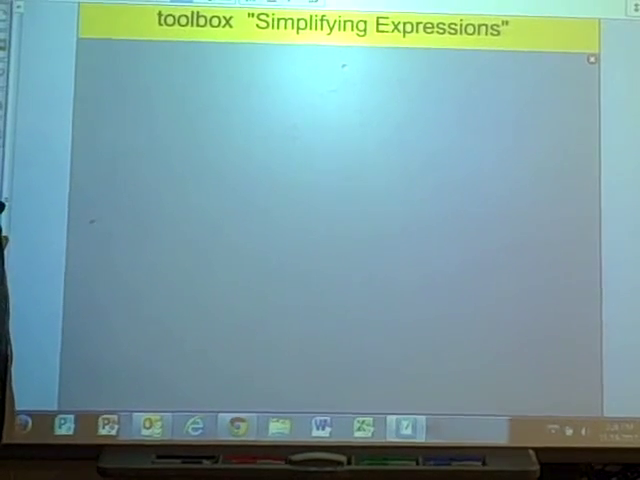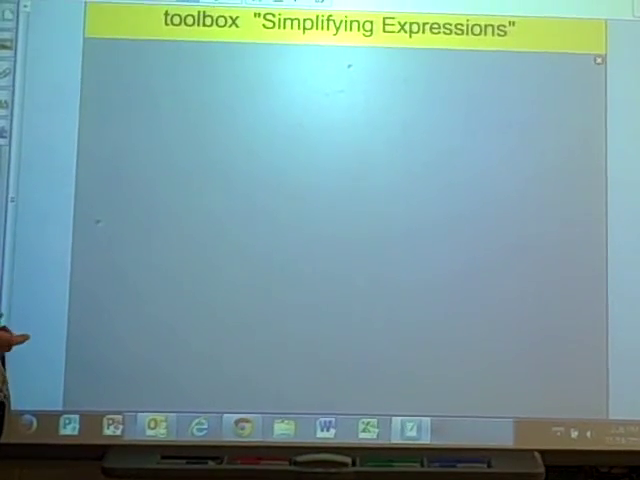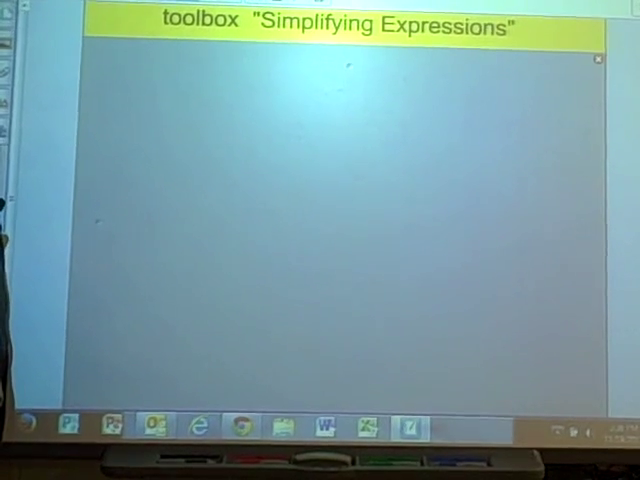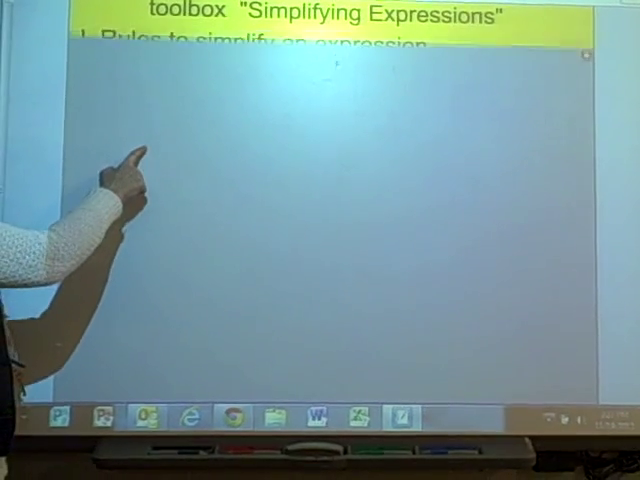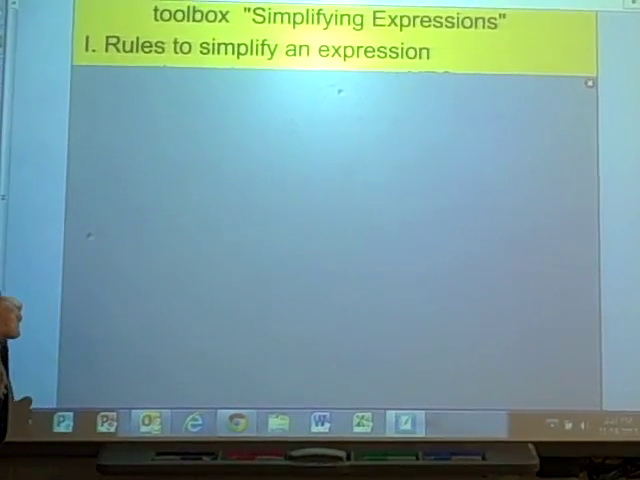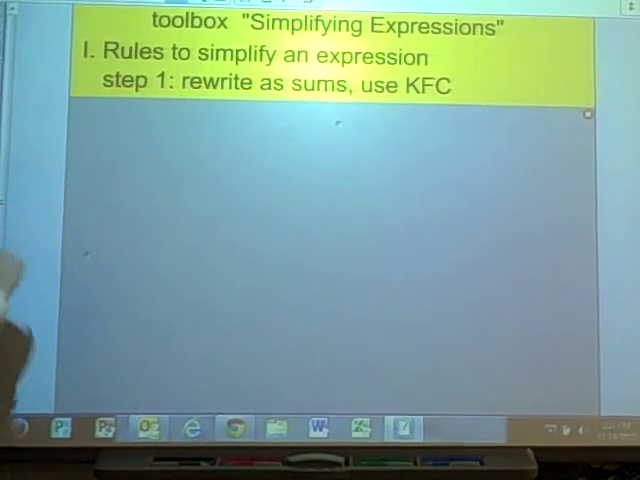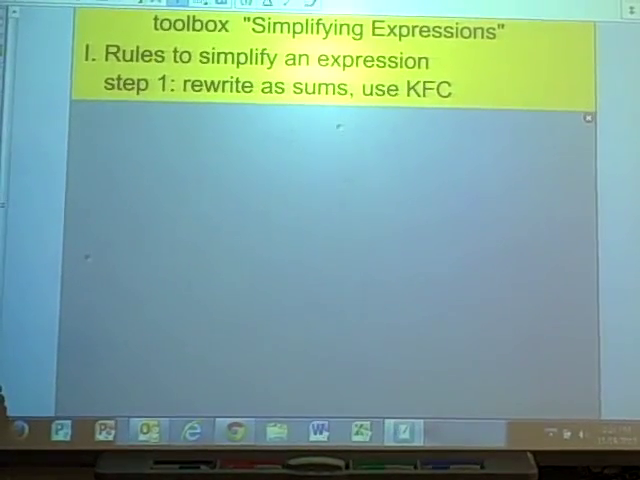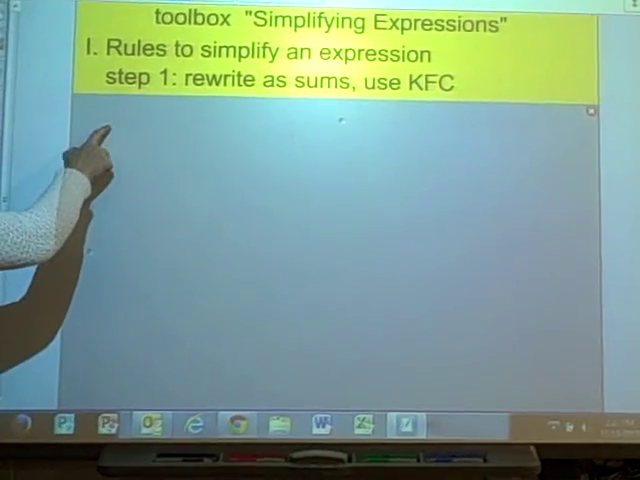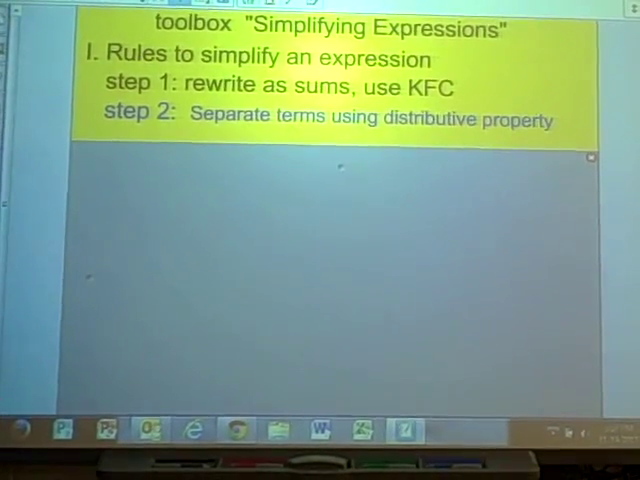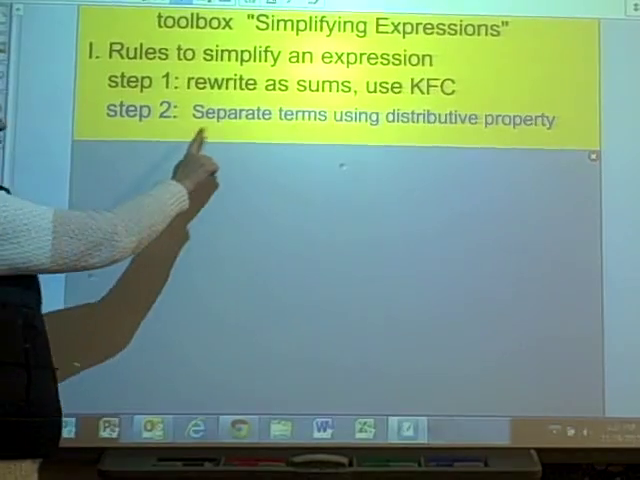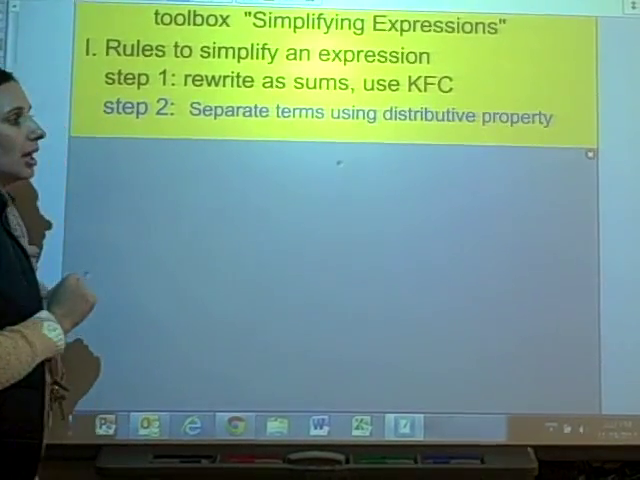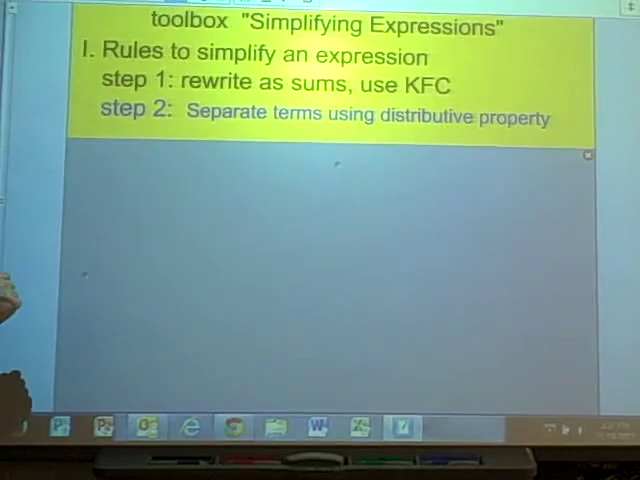So first thing we're going to do is take out our chapter toolbox. In your toolbox, I want you to open up to the tab that says Simplifying Expressions. You have the steps outlined for rules to simplify an expression. Your first step is to rewrite as sums, use KFC, and invisible ones. After that, you had a blank spot that I told you we were going to write something in. Well, that time has come. We are going to write in step 2, which says separate terms using the distributive property. Add that in your toolbox right now.